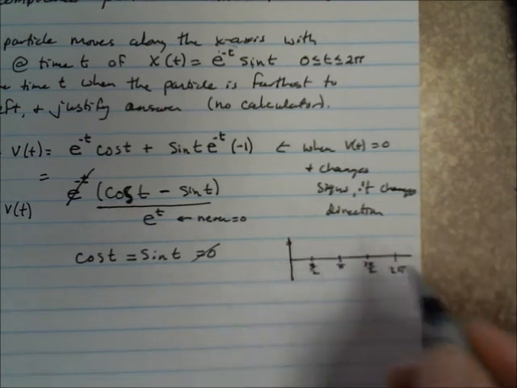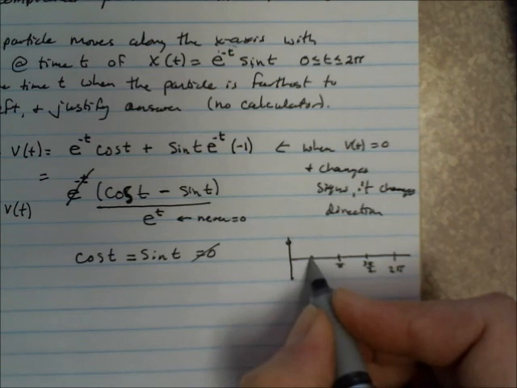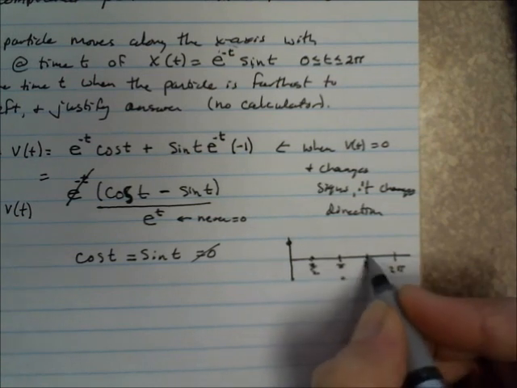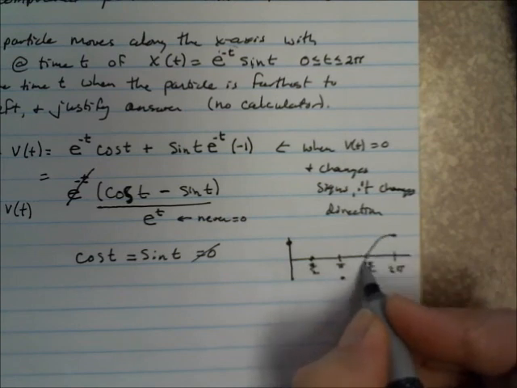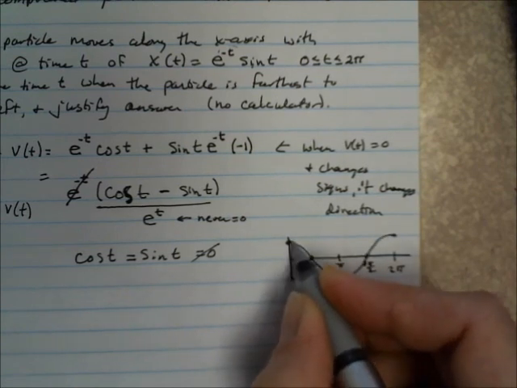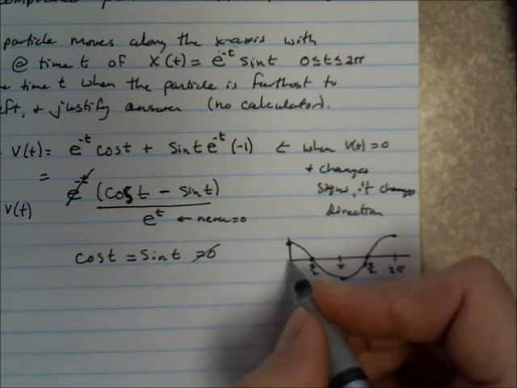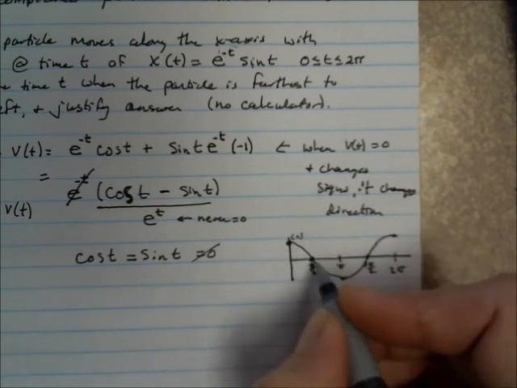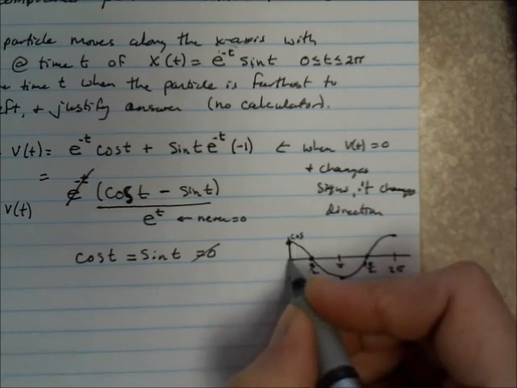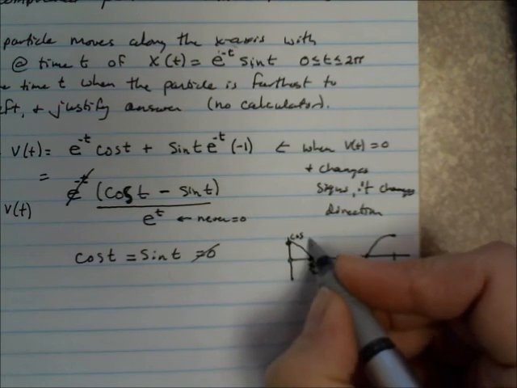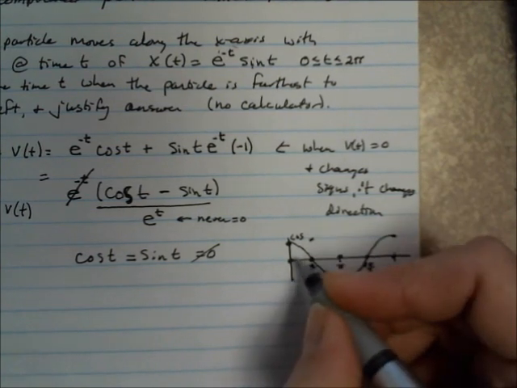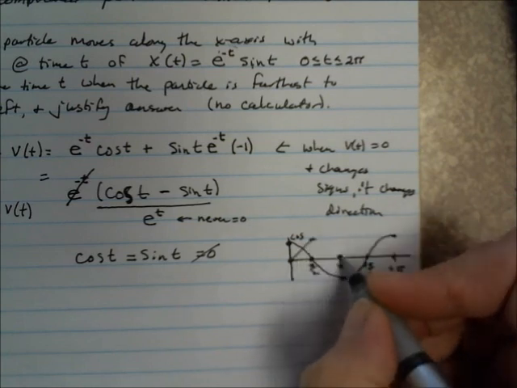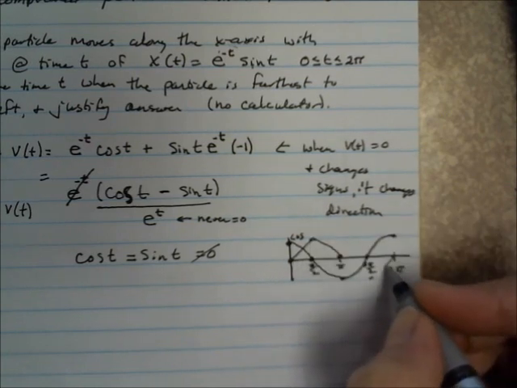So a cosine curve goes 1, 0, -1, 0, 1. So here's our cosine curve. And our sine curve starts at the origin. So here's the cosine up here. The sine curve starts at the origin, goes 0, 1, 0, -1, 0. So here's our sine curve.